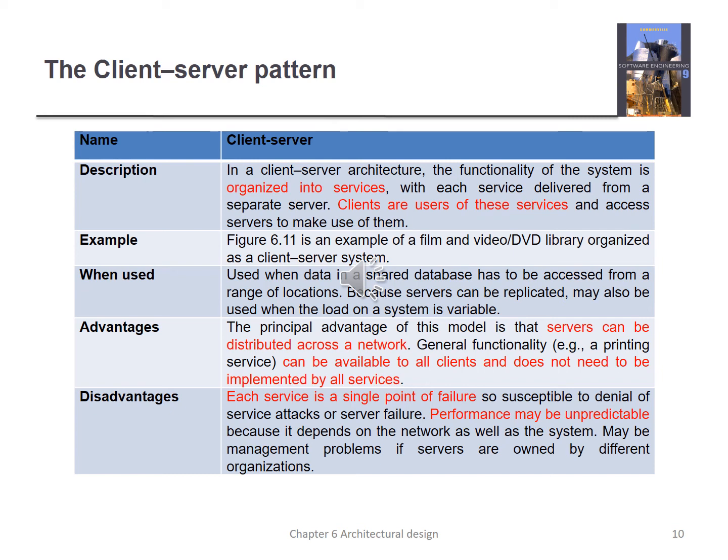The principal advantage of this model is that servers can be distributed across a network, over many different platforms, as we said. General functionality, like a printing service, can be available to all clients and does not need to be implemented by all services. So we have it in one service only. But what if that service goes down? Well, this is one of the things we are going to talk about now.